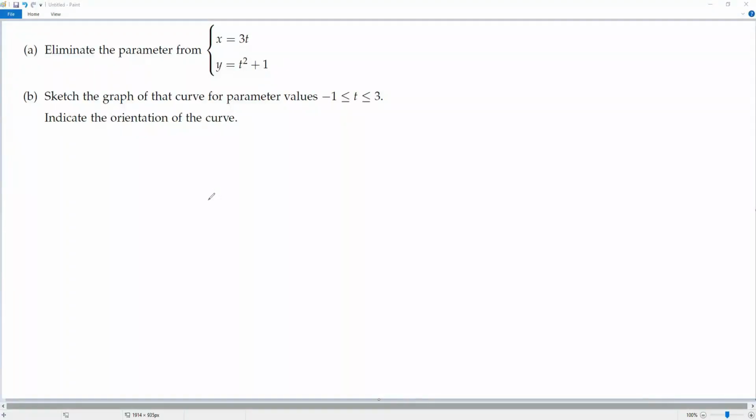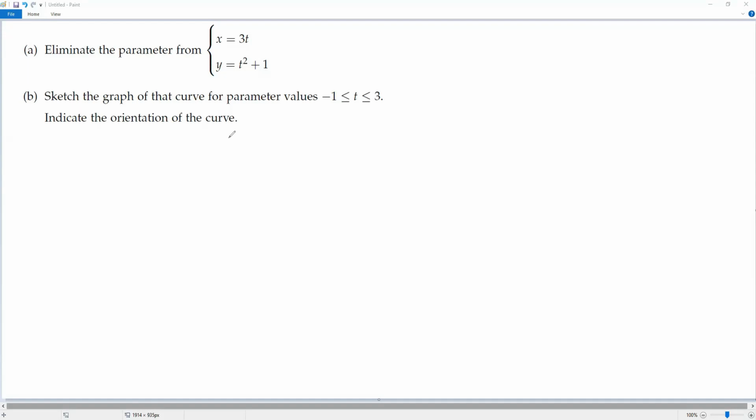Hi, here we have a problem on parametric equations. So we have two parts in this question. The first part is eliminate the parameter from x is equal to 3t, y is equal to t square plus 1. The second part is we have to sketch the graph of the curve for parameter values -1 less than or equal to t less than or equal to 3. And also we have to indicate the orientation of the curve.